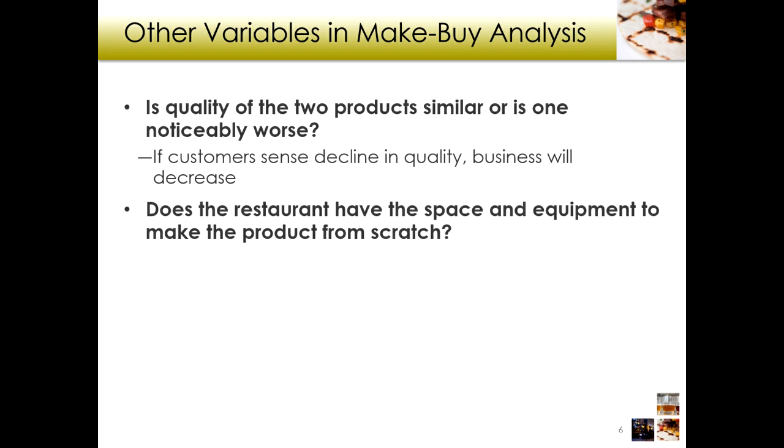Do we have the space and equipment to make the product from scratch? In the case of our lasagna, right, do we have enough oven space? Do we have an automatic cheese grater to make our life easier, right? Do we have the labor available to make the lasagna from scratch, right? I'll give you an example.